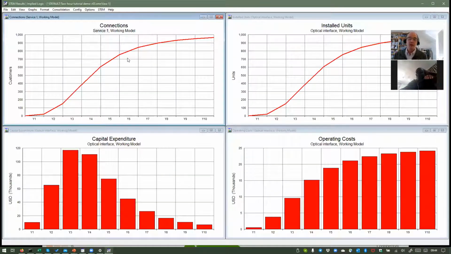So basically, I have my number of customers. Each of them has an optical interface. If you remember, the optical interface costs $500 US. Right. So the total capex is going to be about $500 US times 1,000. So it's going to be about $500,000 US. But obviously that's spread over time. But I think it looks plausible that these numbers here would add up to about 500,000 over time.